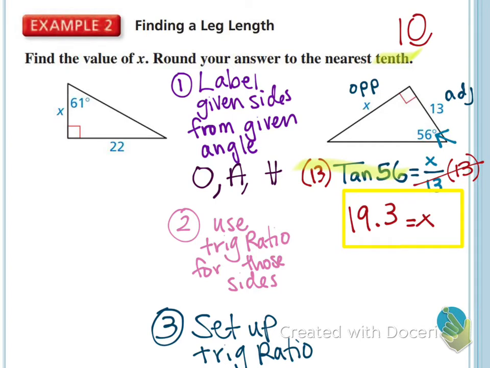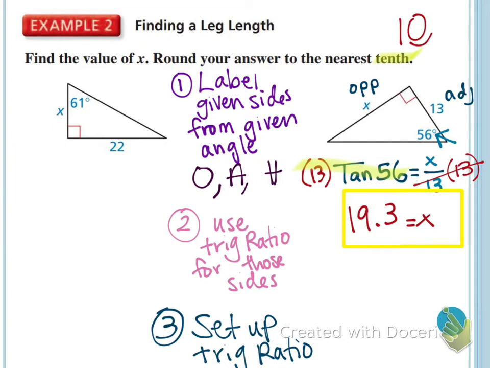You have to speak now or forever hold your peace. Okay? So that's the process every time. You're going to label the sides, you're going to choose a trig ratio, set up the trig ratio. Okay? We're just going to practice with tangent today. So, we're going to do this one. I said it was harder. You'll see why here in a second.